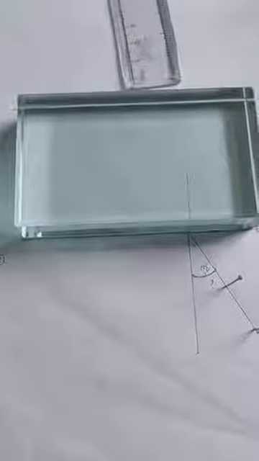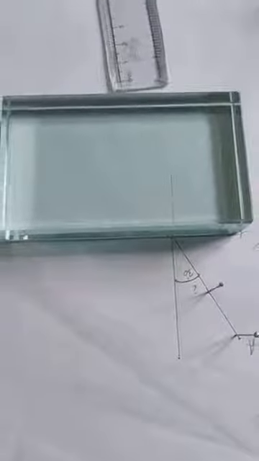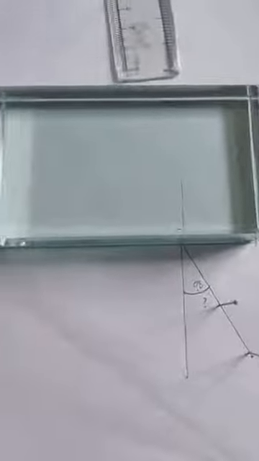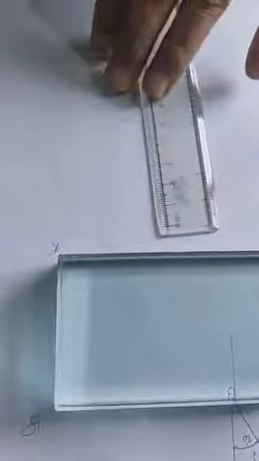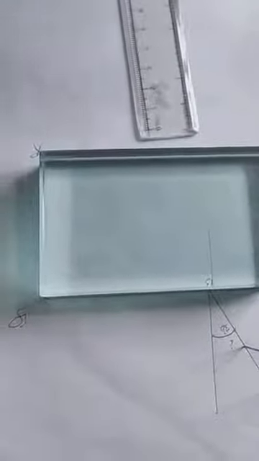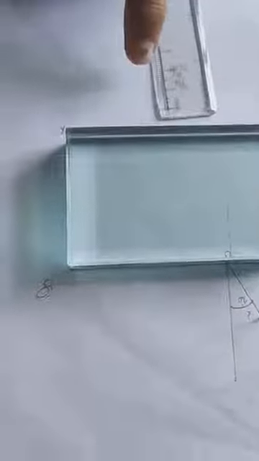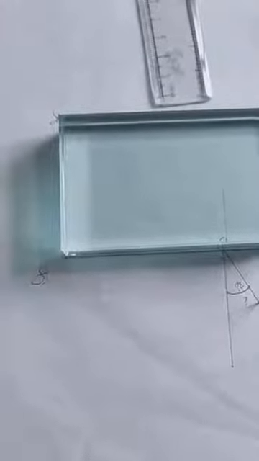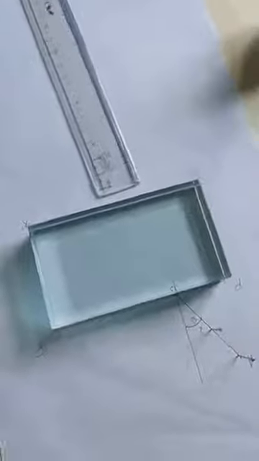Now again we have to look through the glass slab from the other side, that is RS. I have to fix pins 1 and 2 on the line AB on the other side of PQ. So now we look through the glass slab from the side RS and place pins in line with P and Q such that they are hidden by the new pin along your line of sight.